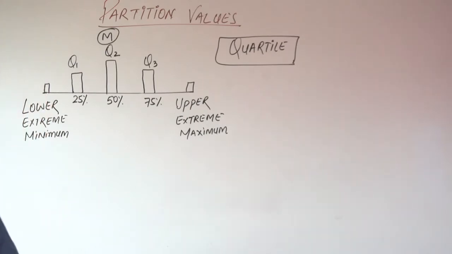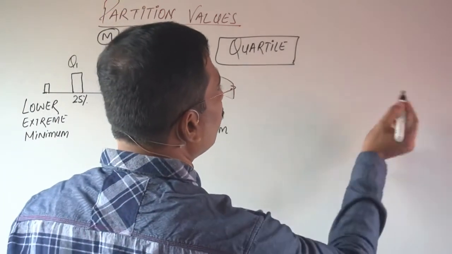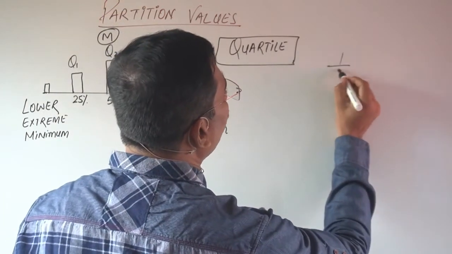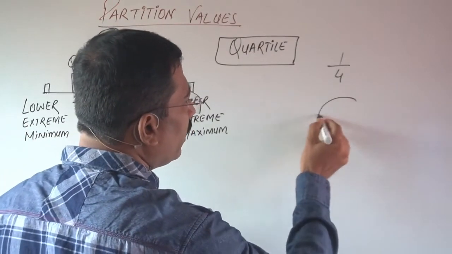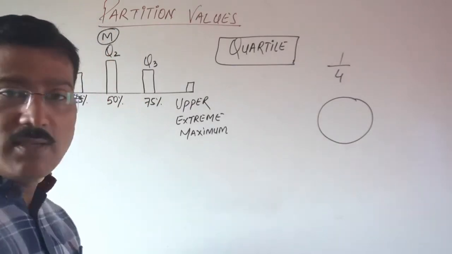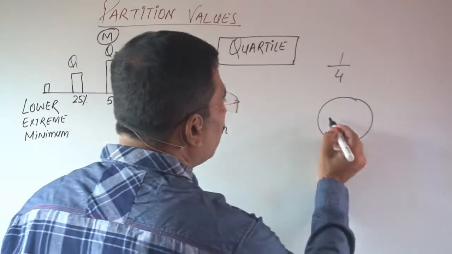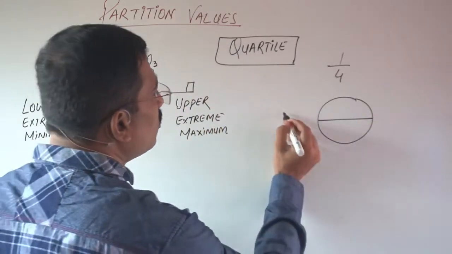And what is the exact meaning of quartile? Quartile refers to 1 by 4. And how can we explain it? Example, this is a full plate, a full plate of Maggi. This is a half plate of Maggi. So this will be 1 by 2.